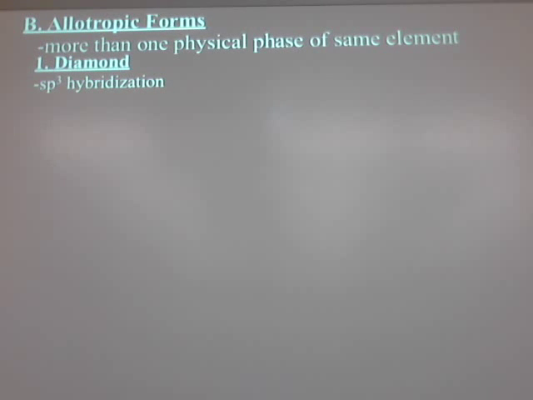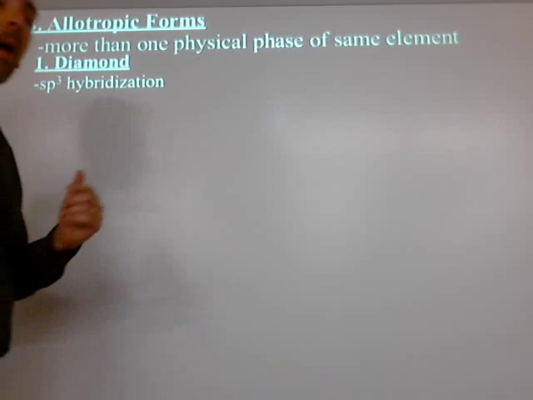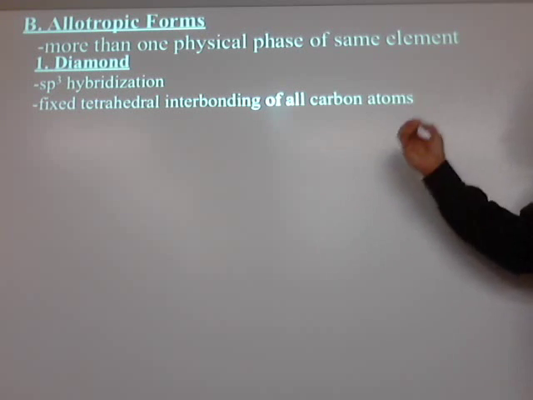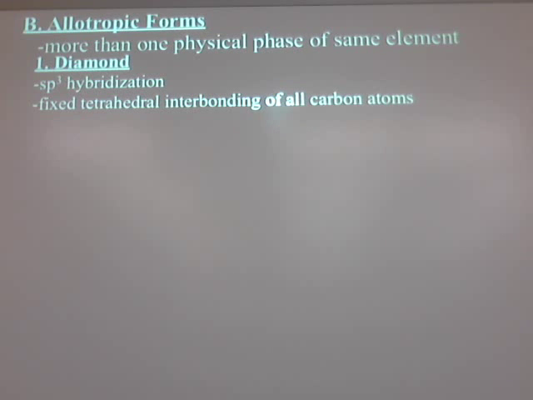They have sp3 hybridization, as you'll be able to see from the picture on your paper and from the picture that's going to be up here in a second. Look at any individual carbon on there. How many things are bound around each of those individual carbons? If you look in the center, not 2, 4. There are 4 other carbon atoms bound around each carbon. They have a fixed tetrahedral interbonding of all carbon atoms.